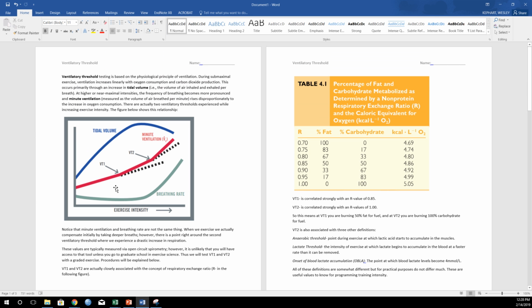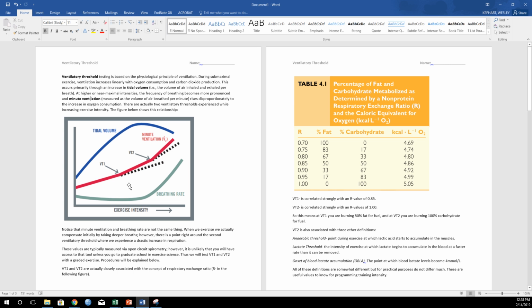So, ventilatory threshold. Whenever we're exercising, we actually adapt by initially just taking deeper breaths. So here, if you look at breathing rate, there really isn't a change in how frequently we are breathing, but once we start getting to a really intense level of exercise, and mind you, this is aerobic exercise typically, we start exponentially increasing how frequently we're breathing. So hyperventilating is the term most people use for that.